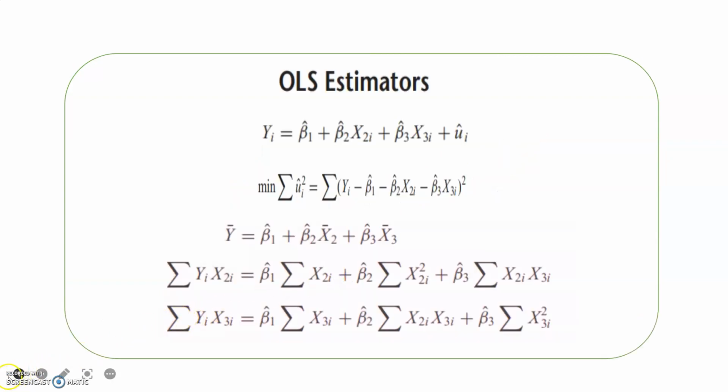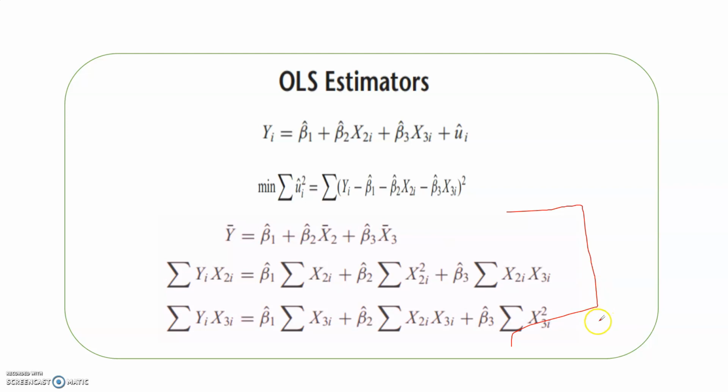OLS estimators. We can see here that we have two independent variables, x2 and x3. And the idea of OLS is to minimize the sum of squared residuals. This is the same thing that we used to do even in the case of the bivariate regression function. Now these are normal equations.